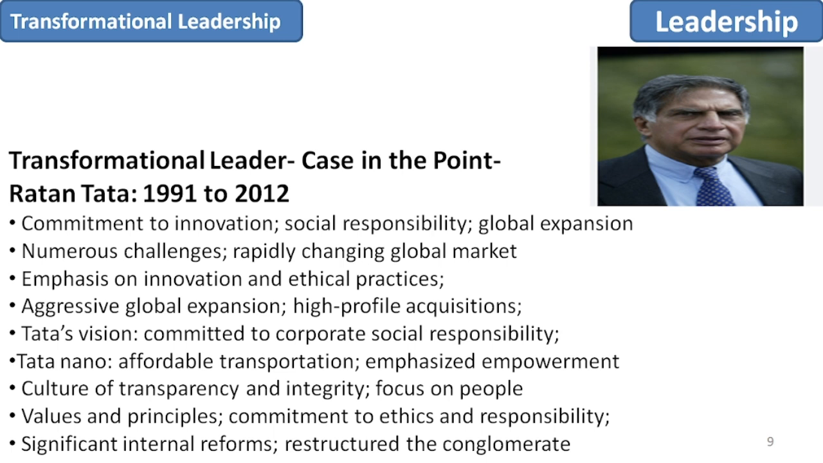The acquisition of Tetley in 2000, a major British tea brand, marked the beginning of Tata Group's foray into the global market. This was followed by the acquisition of Corus, a leading European steelmaker, in 2007, and Jaguar Land Rover, the iconic British automotive brand, in 2008. These acquisitions were not only strategic in terms of diversifying Tata Group's portfolio, but also instrumental in establishing a strong foothold in key international markets.